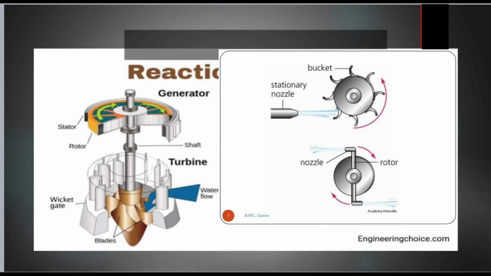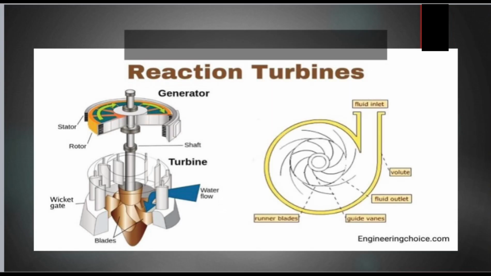This is the design and the main parts of the reaction turbine. The same as the impulse turbine, but they have different designs and other parts. The impulse turbine differs from the reaction turbine because the reaction turbine is designed for large power plants and large auxiliaries.